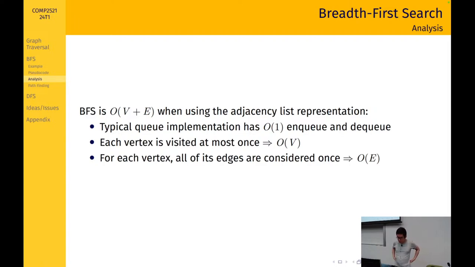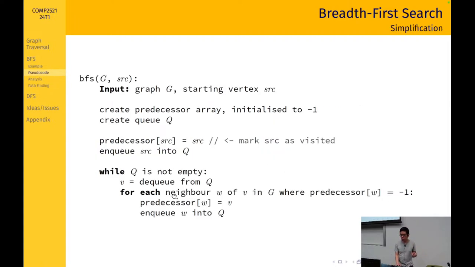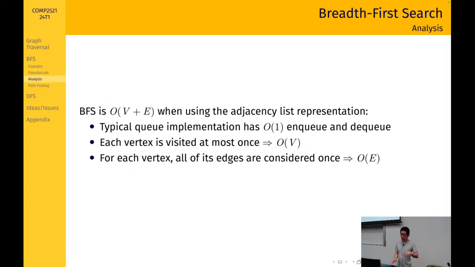So what is the time complexity of BFS? If we use the adjacency list representation, which is the representation that we're going to use throughout this lecture and also in the next lecture, then BFS is going to be O of V plus E. So why is it O of V plus E? First of all, we need to think about how efficient our queue is, because we're using a queue ADT. A typical queue implementation is O of 1 for each of these operations, enqueuing and dequeuing, so we don't need to worry about that.